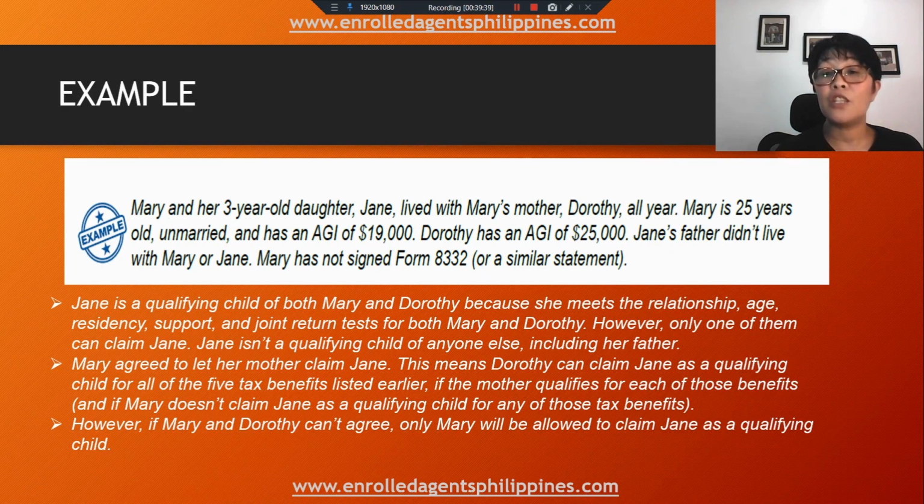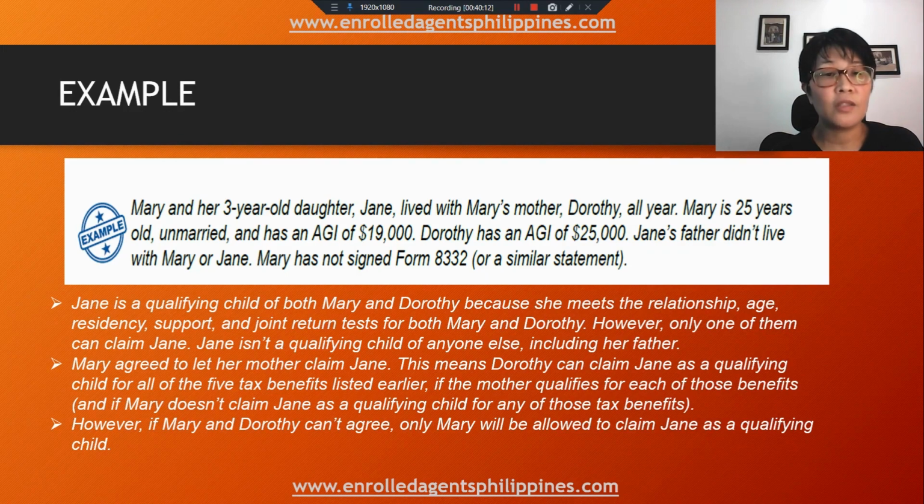Yung tatay naman ni Jane, bali yung apo ni Dorothy or yung anak ni Mary, okay, didn't live with Mary or Jane. No? So hindi kumbaga walang pakialam yung tatay. Okay? And Mary has not signed Form 8332. Na mamaya pakita ko yung example ng Form 8332. Parang ano siya, waiver. Nire-release mo yung karapatan mo para, halimbawa, magkahiwalay nga kayo, yung husband or yung wife mo, pwedeng i-claim yung anak na as dependent.